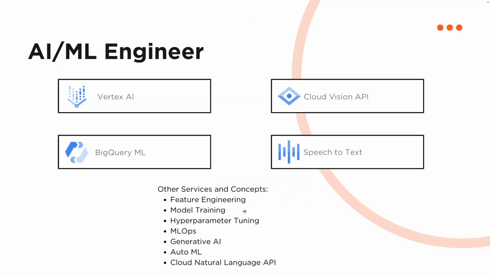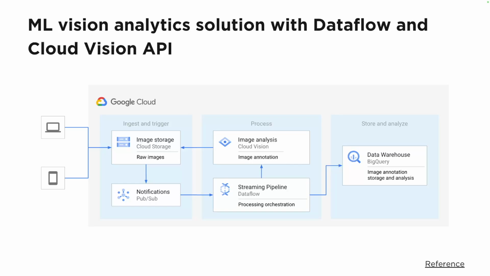Now, I just wanted to show a small architecture that you can try out when you're starting out as an AI/ML engineer or data engineer, because I feel that data and AI go hand in hand, right? So you can try this one. I'll leave a link to this one in the description below as well. What you can see here is we are building an ML vision analytics solution using Dataflow, which is one of the data services, and Cloud Vision API, right?